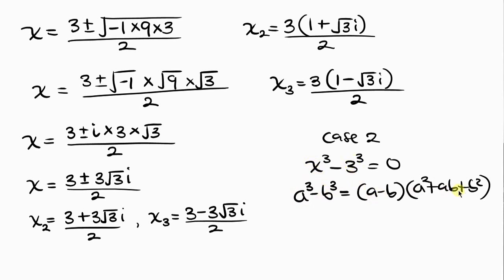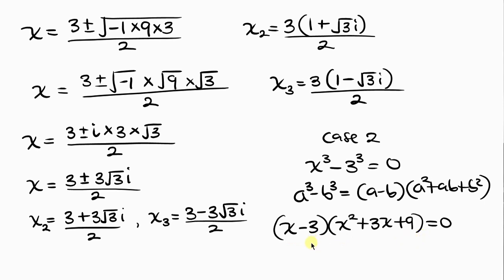So let's substitute that here. So we have a minus b. Remember, a is x and b is 3, times a squared, that's x squared, plus ab. Remember, a is x and b is 3, so x times 3 is 3x, plus b squared, that's 3 squared, which is 9. And this is equal to 0. So we've been able to write this in the property of difference of two cubes.